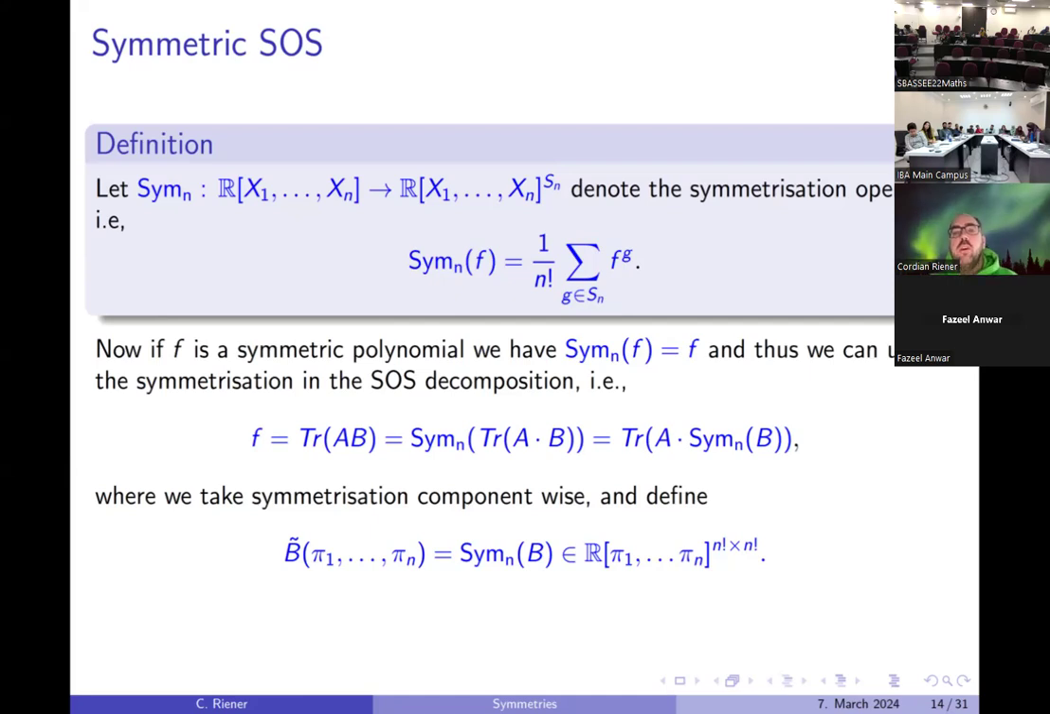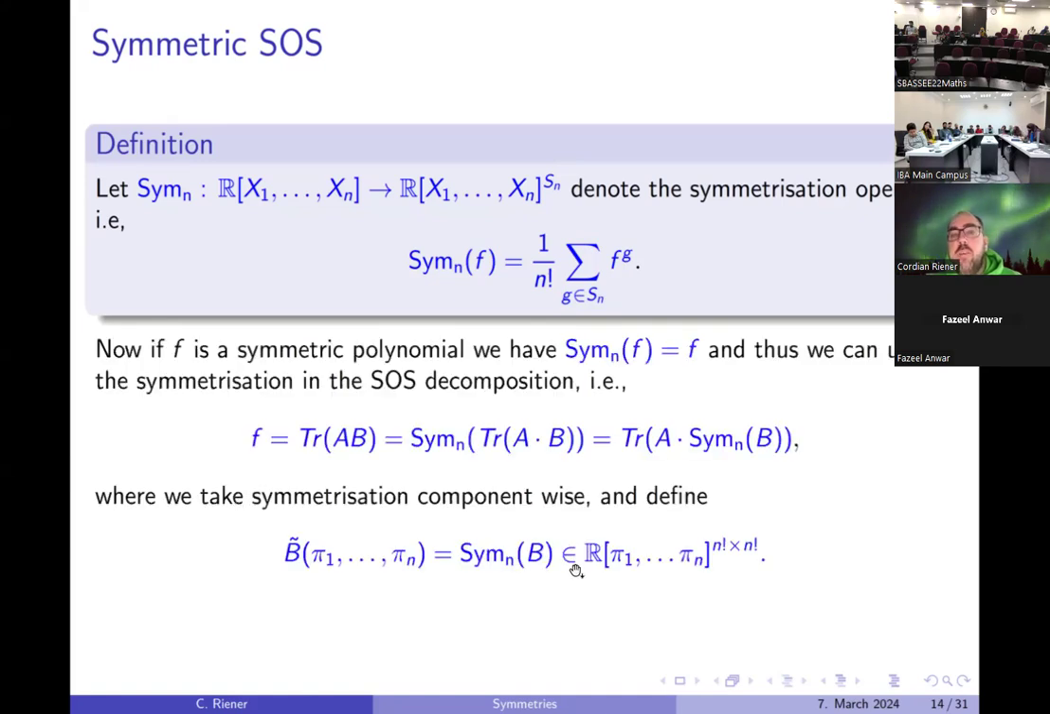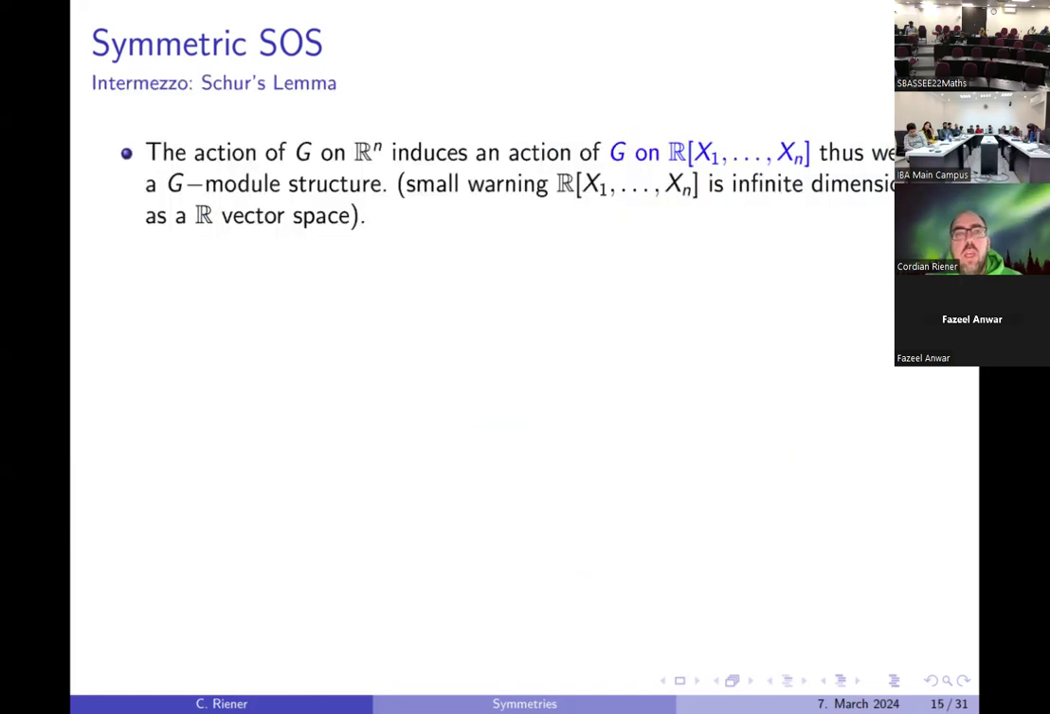Okay, so the whole game was now just that I reduced. Before, I had n variables x1 to xn. Now I have again n variables, but now they're called P1 to Pn. Okay, so this was already helping us a little bit.